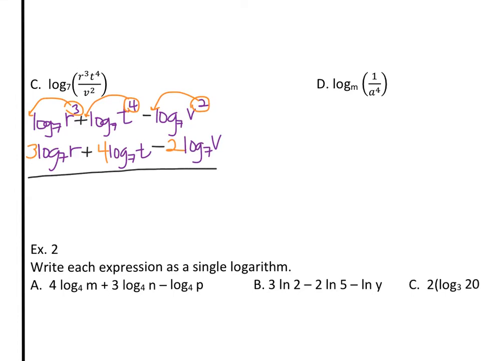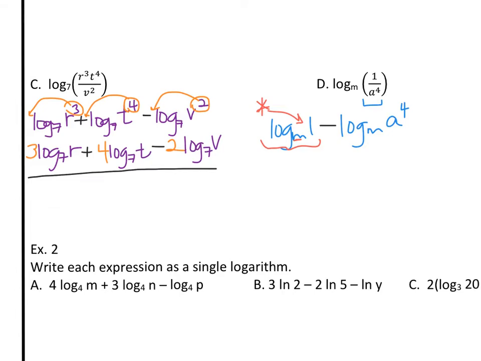Let's try one more. Log base m of 1 divided by a to the fourth. Again, we've got a quotient, so we'll split that by subtraction. Log base m of 1 minus log base m of a to the fourth. Well, here's where we have to think about something from the last chapter. Log base m of 1, even though the base is m, log of 1 is kind of significant.